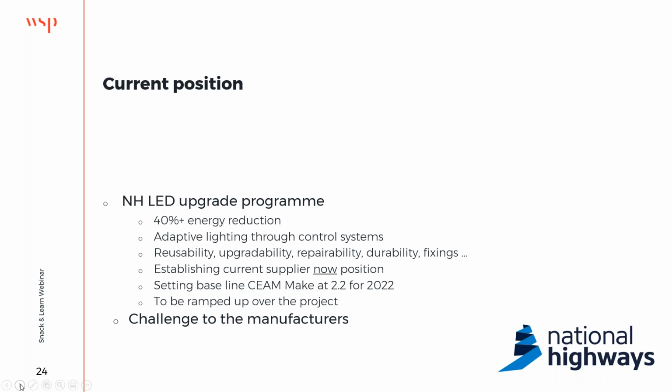So through this project, we've established the current luminaire supplier position. We've been out to all the main manufacturers, we've had them do TM66 assessments. And from that point of view, we've set a baseline of a CM make score of 2.2, which is a very good score for the current climate. That's the score for this year. Next year, we're looking to ramp up that score to perhaps 2.4 for 2023, and then 2024 it will be up again, because we want to keep the challenge to the manufacturers to develop and move forward and develop their products even further.